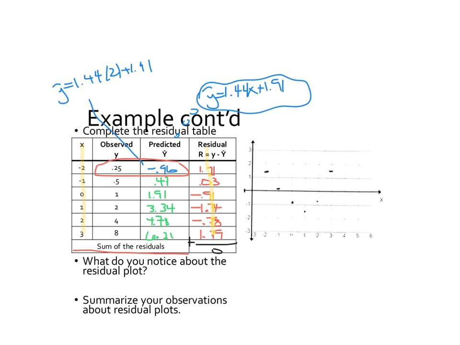So what do we notice about this residual plot? Well, hopefully you recognize that there is a definite pattern. And you can summarize your observations about residual plots. Remember, if the residual plot has a distinct pattern, the regression model does not fit well. If there is no pattern, meaning it's a random scattering all over the place, then we say the regression model is a good fit.